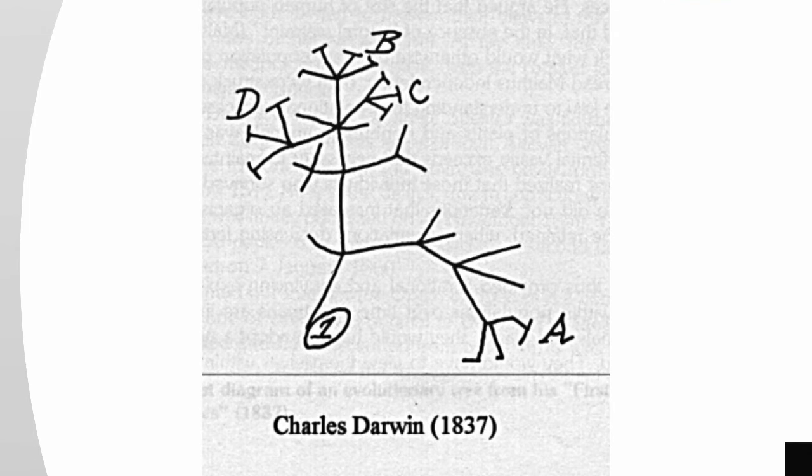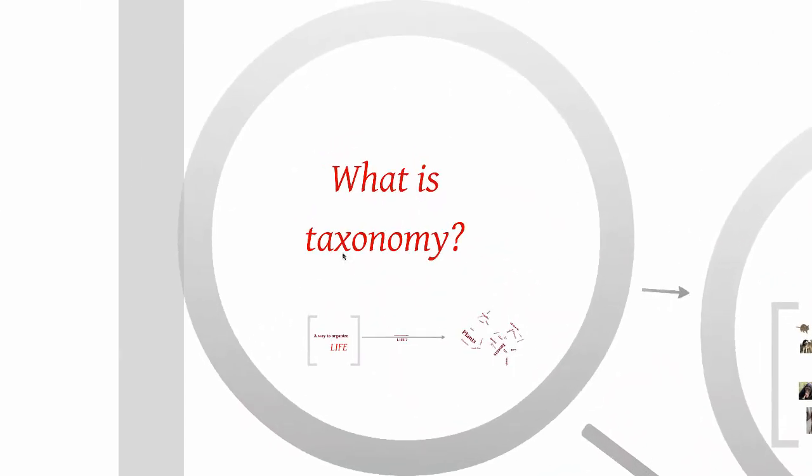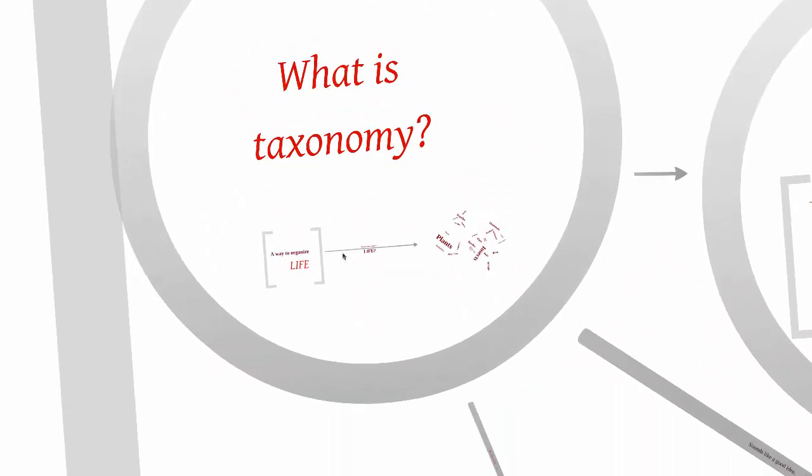Remember that this is Darwin's first phylogenetic tree, and he talks in his notebook about the relationship among these different taxa at the tips of this tree, and how they shared common ancestors, and when they shared common ancestors, and when they diverged from each other. All right, so that's the basics on what it is.